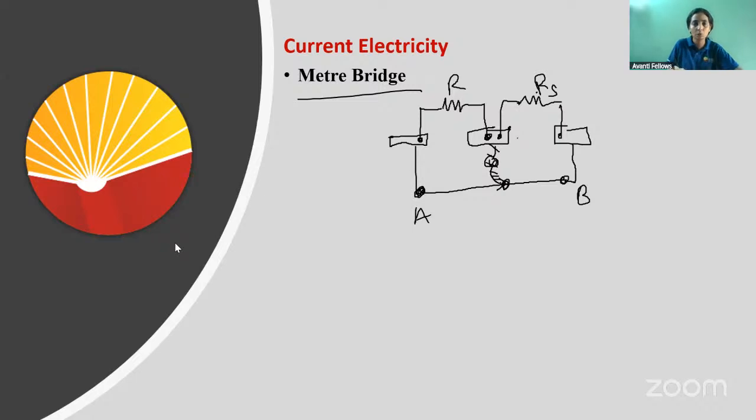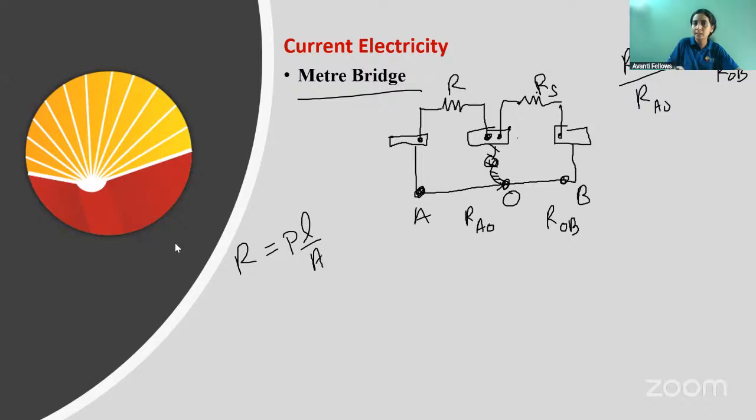Because here, suppose the null point is found at O, so OA will have a certain resistance. Let's say it has a resistance of RAO. OB will have a certain resistance, let's say ROB. So if there is no current in the galvanometer, then you can say R by RAO is equal to R by ROB. And since resistance is directly proportional to length, the value of RAO is not given. This RAO can be written as rho L. What is the length L?